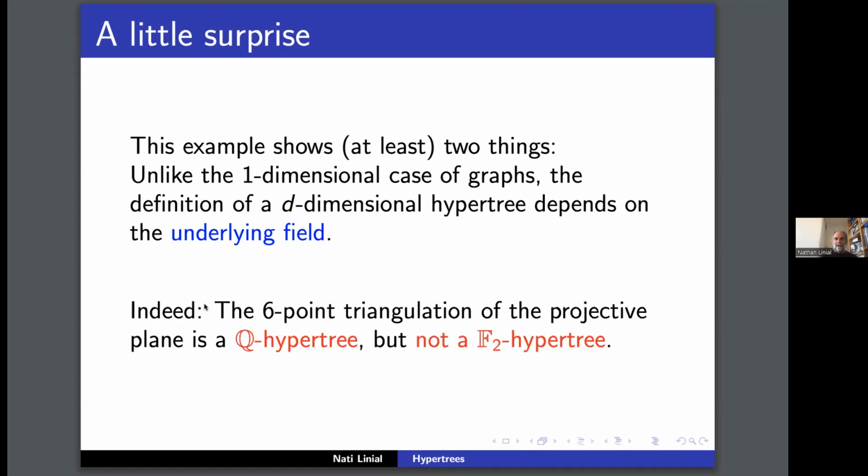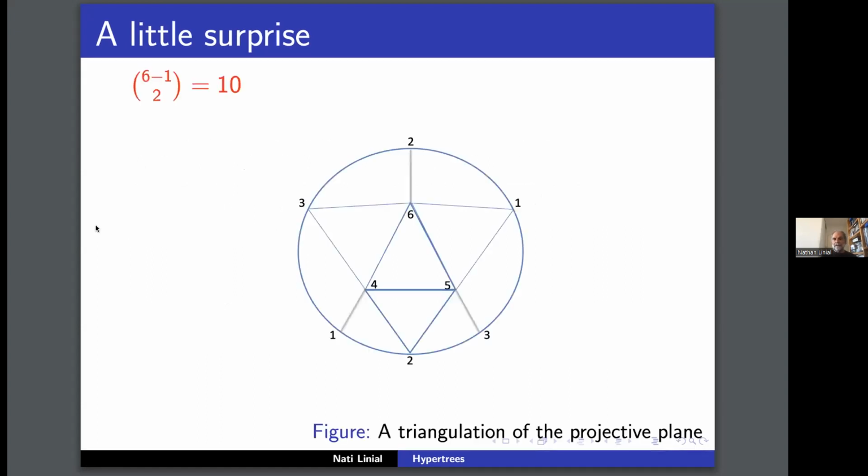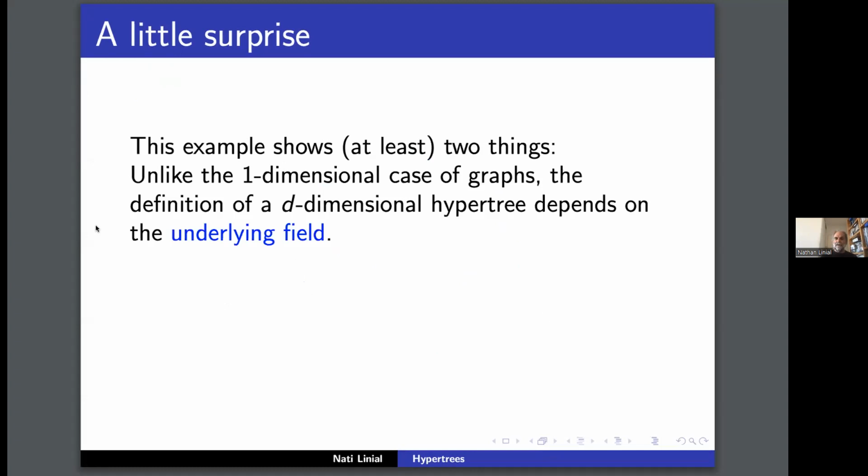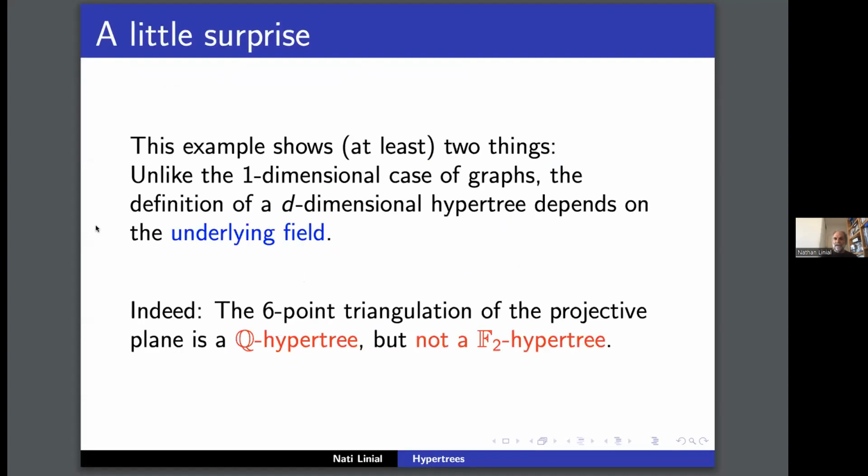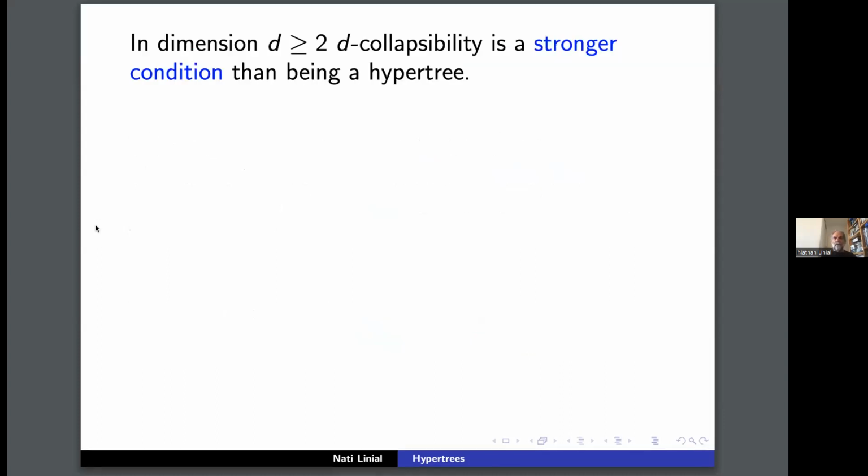So, for example, the example that I showed you before is a hypertree if we're working over the rationals. But it's not a hypertree if we work over F2. The very same picture shows you this last statement. Why? Because, just as I said before, every edge is covered twice by 2 two-dimensional faces. So if you sum up the columns in this matrix, you get 0, so there is a linear dependence. So even the question of whether it's a hypertree or not, now we should say which field we're working over. In dimension 2 and above, collapsibility is stronger than being a hypertree.